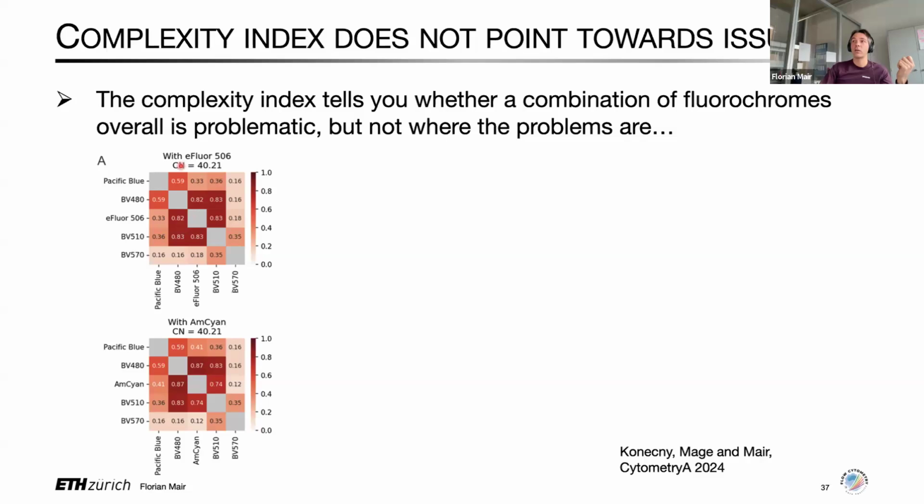And if you just look at the condition number or complexity index, by happenstance, which is really funny, these two fluorochrome combinations in the context of the 50-color panel have quite a similar complexity index. It's really 40.21, literally the same number. And as you can see in the neighborhood, the similarity indices are quite similar, eFluor 506 being here in the middle and M-Cyan here in the middle. If anything, M-Cyan has a higher similarity with BV480 than eFluor 506.